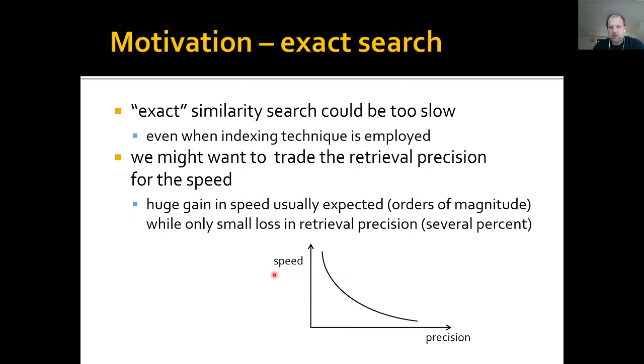It's not worth switching to approximate search if we really lose much of the precision and only get a small speed up. Then it doesn't matter, and it's maybe better to switch back to the naive solution of sequential scan, and we get rid of any overhead of indexing and everything. So this is basically the main idea. We would like to massively improve the speed, the efficiency, for just a reasonable loss in the precision.